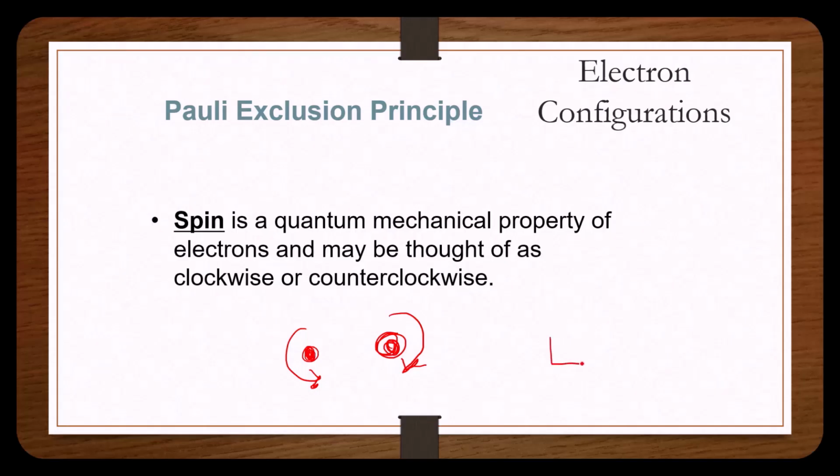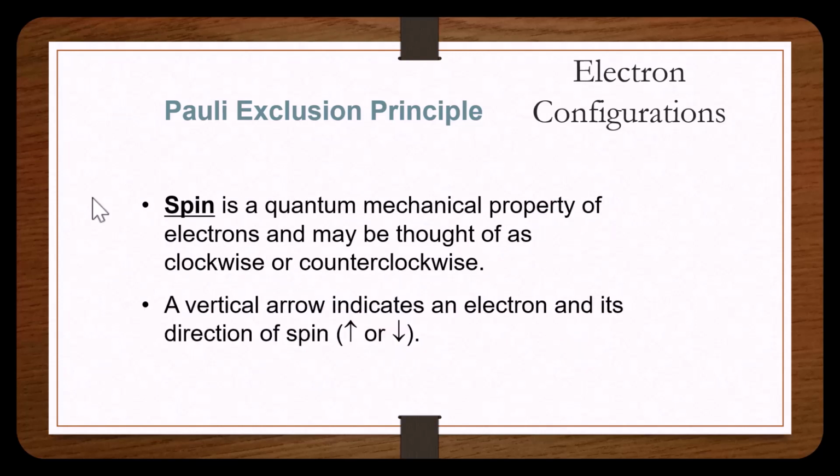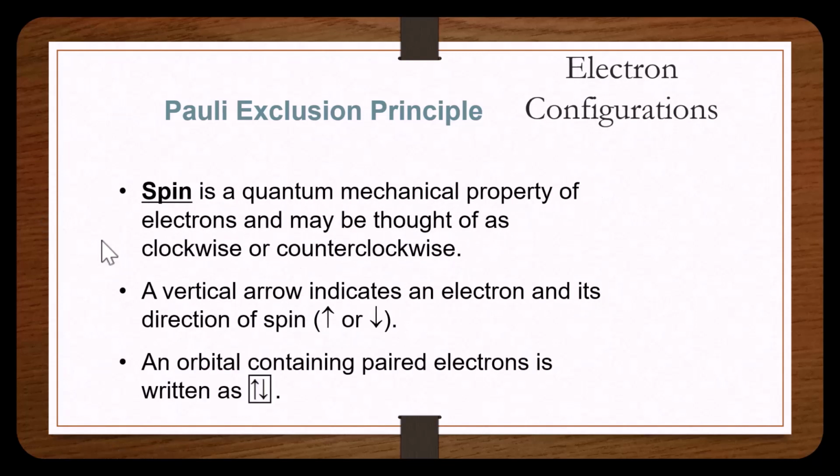Using a box from the Aufbau diagram, we show this by writing a half arrow down and another half arrow up. A vertical arrow indicates an electron in its direction of spin. This is using regular arrows. So an orbital containing paired electrons is written as one arrow going up and one arrow going down. I've also seen them where they had half arrows too.